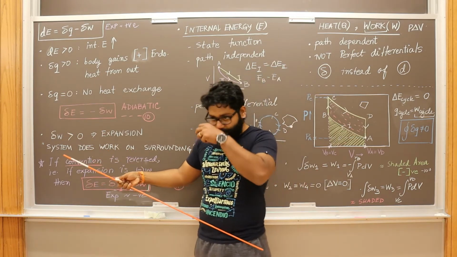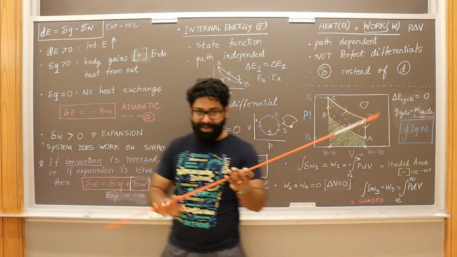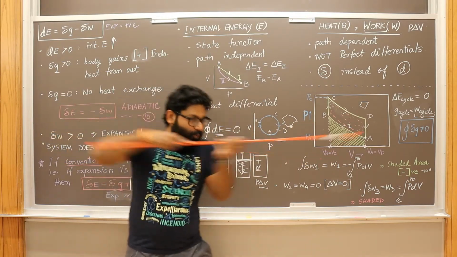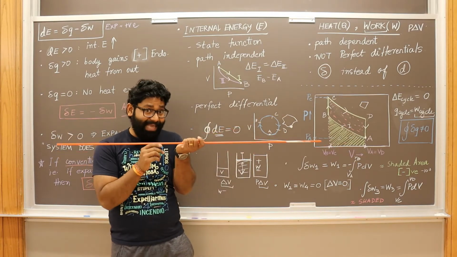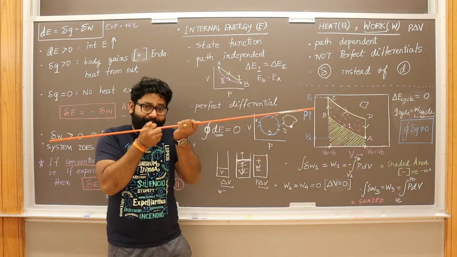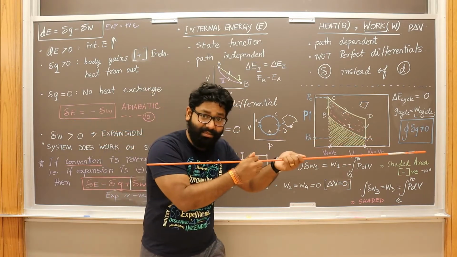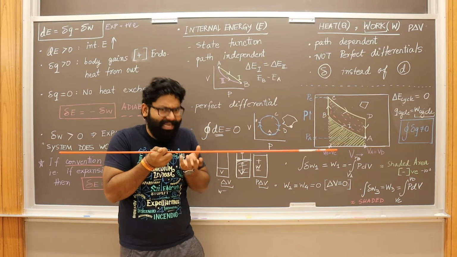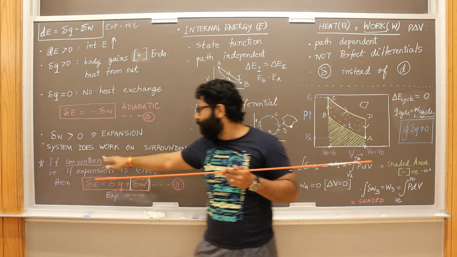You have to understand this as the system doing work on the surroundings. Now, you have the piston, you have the gases inside, and the gases are trying to force the piston out, right? If the gases are successful in pushing, that will be expansion. When you're doing expansion, the system will lose its energy, right? So that is the system doing work on the surroundings.